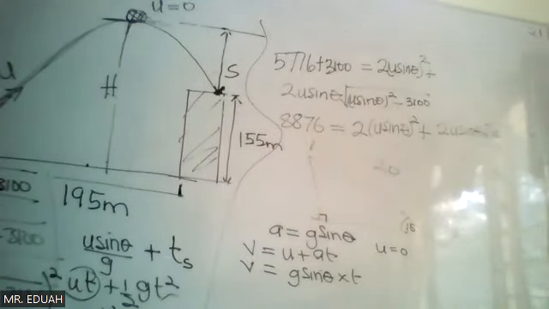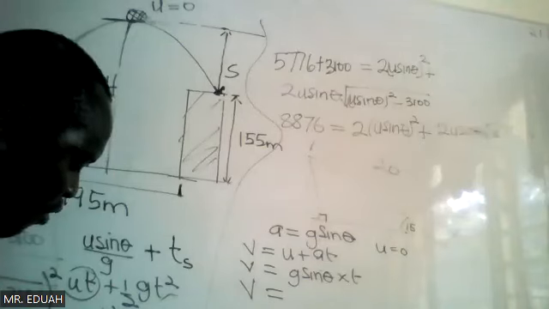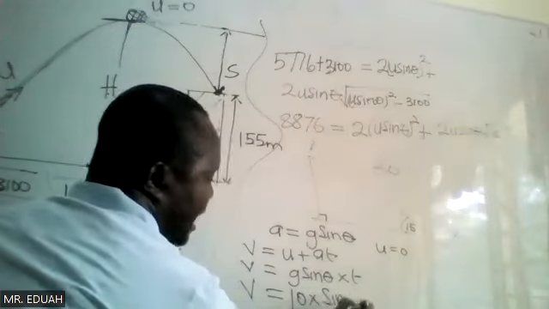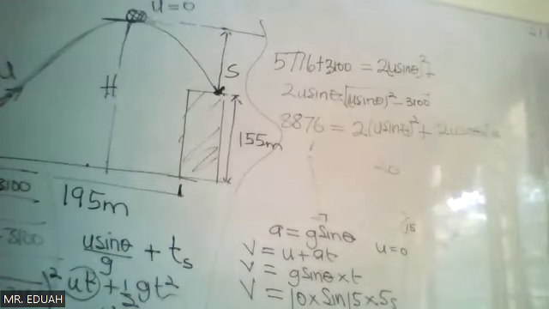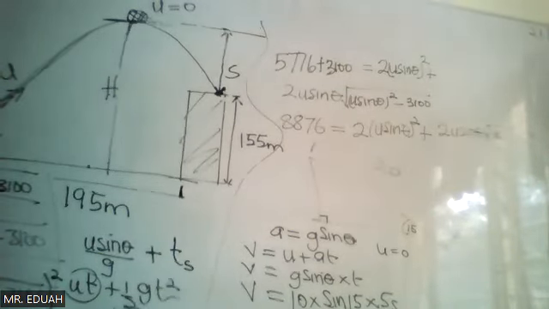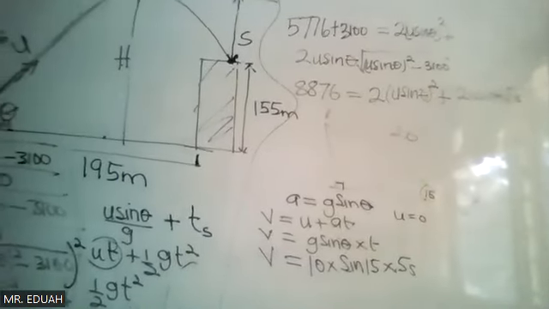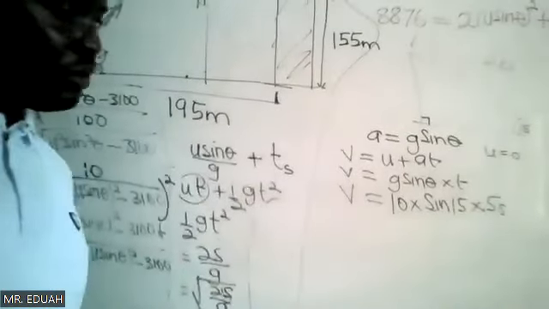For the first question, what is its velocity 5 seconds after it was left to fall? When g is 10, it is 10 times sine of theta, which is 15, times 5 seconds, and you can find the velocity 5 seconds after it was left to fall. Then what is its velocity of impact just before it hits the ground?